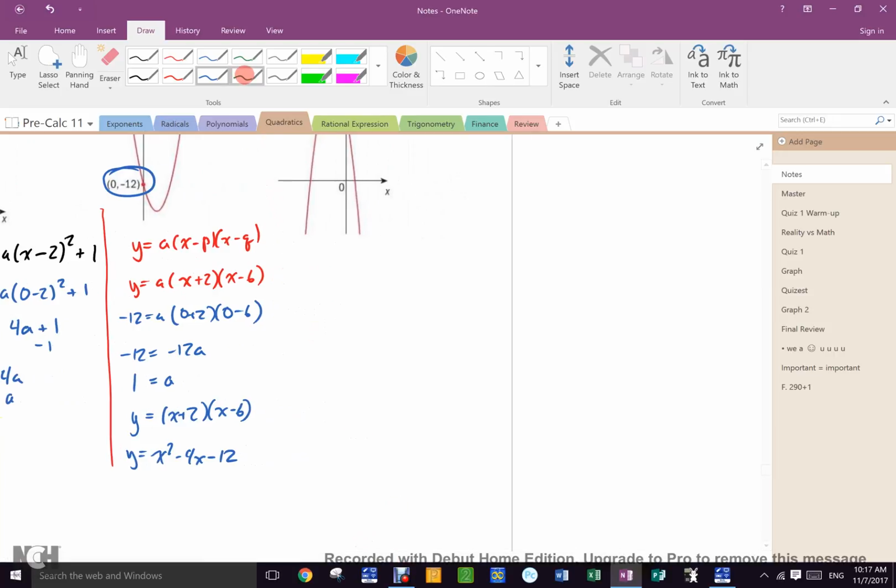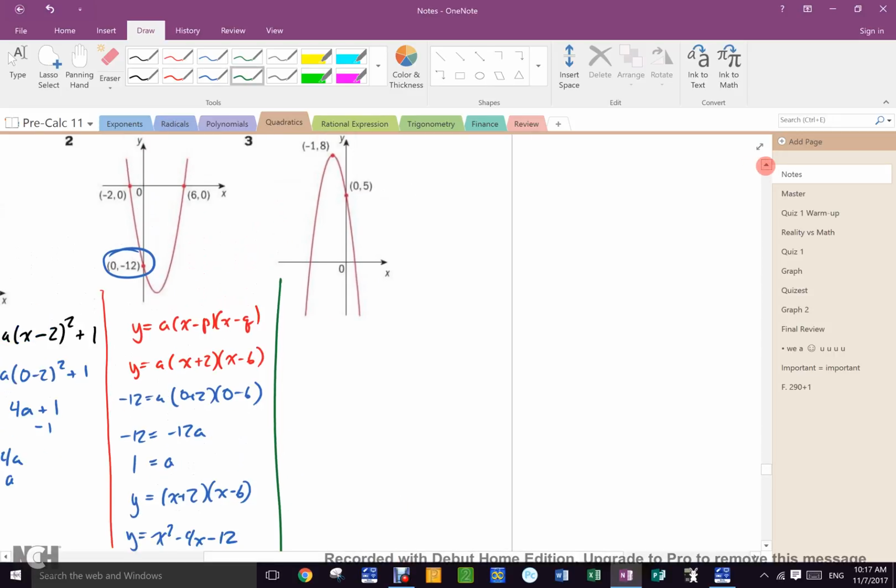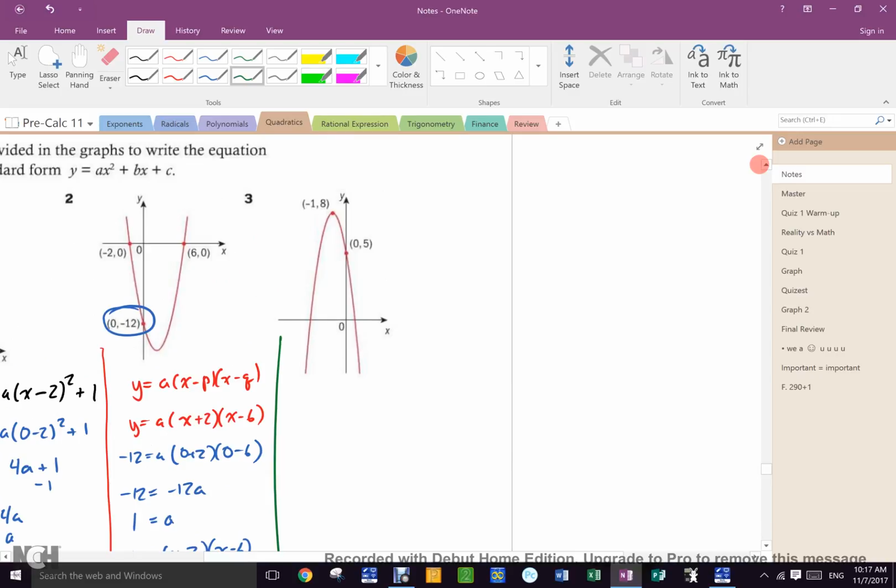Let's look at 3. What do I know in 3? What do I have? Once I have a vertex, what form do I automatically put it in? Vertex form. y equals a(x plus 1)^2, because it's minus, right? Squared, plus 8. Do I have another point? 0 and 5. Does that point give me an x and a y? Do I have an x and a y? So what do? Put them in. 5 equals a(0 plus 1)^2 plus 8.